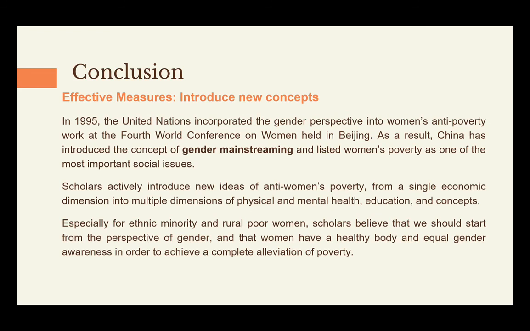Scholars actively introduced new ideas of anti-women's poverty from a single economic dimension into multiple dimensions of physical and mental health, education, and concepts. Especially for ethnic minority and rural poor women, scholars believe that we should start from the perspective of gender, and that women have a healthy body and equal gender awareness in order to achieve a complete alleviation of poverty.